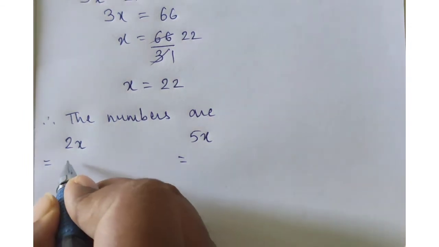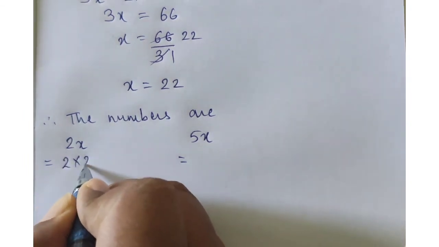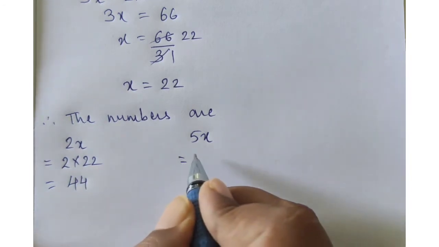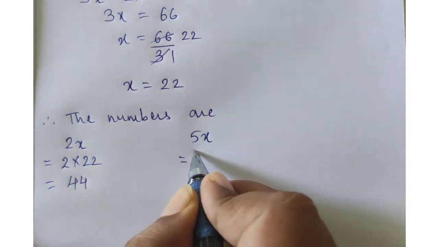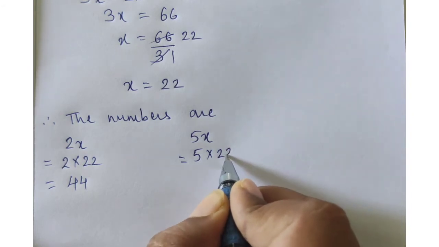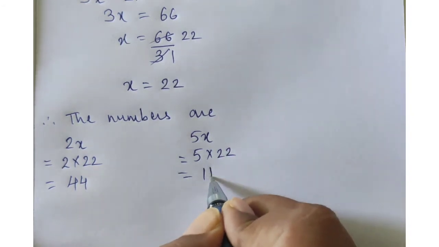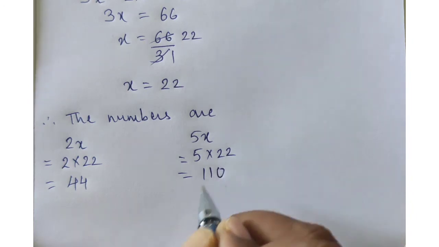The first number was 2x. So 2 multiplied by 22. So 22 twos is 44. Similarly, the other number was 5x. So 5 multiplied by 22. What will be the answer? 22 multiplied by 5 will be 110.